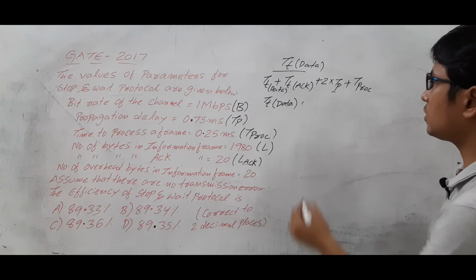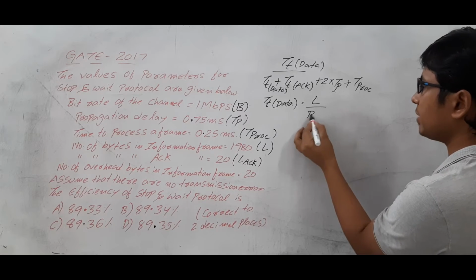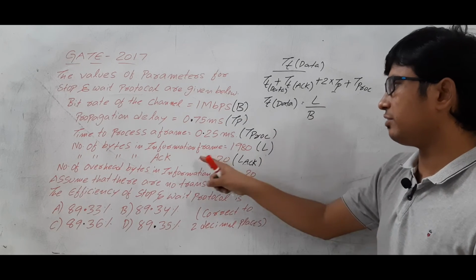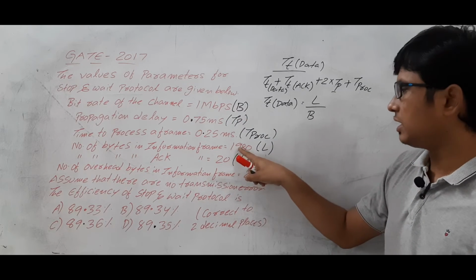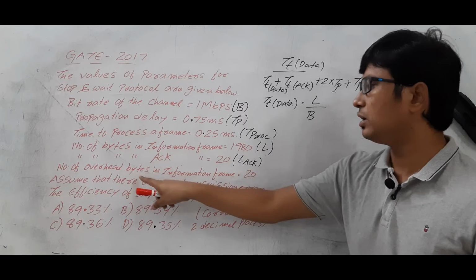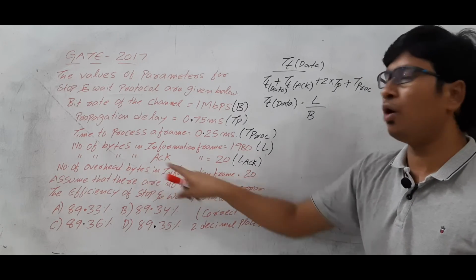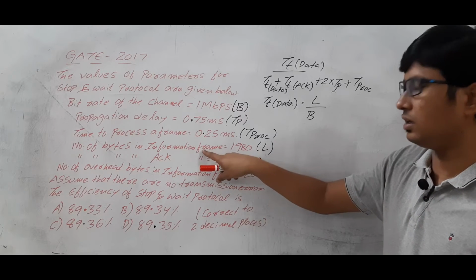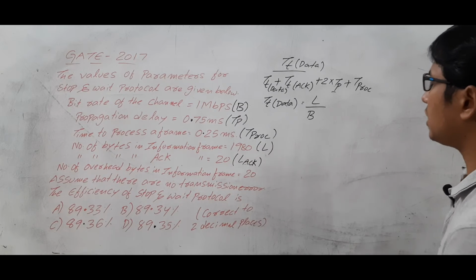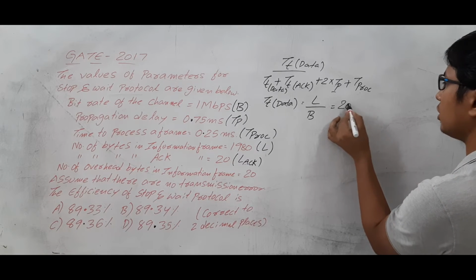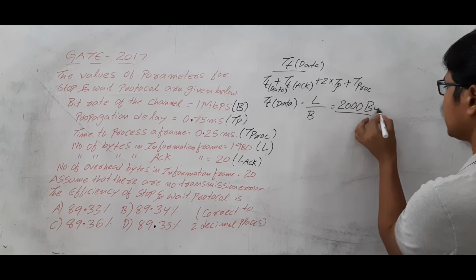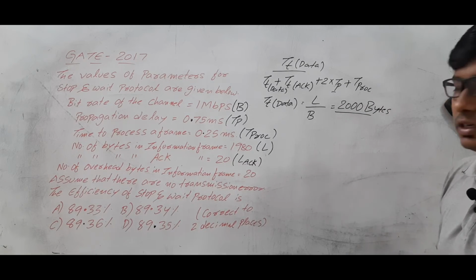Which is equal to length of the packet by bandwidth. What is the length of the packet here? The information frame is 1980 bytes, and they mentioned that there will be 20 overhead bytes. So you have to carry the information frame and also the overhead. So totally you will have 2000 bytes you need to carry. This is bytes. Are you able to follow it or not?